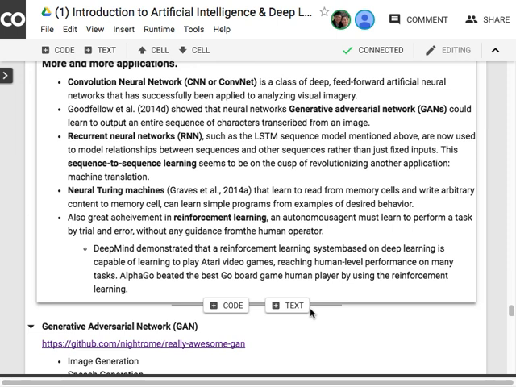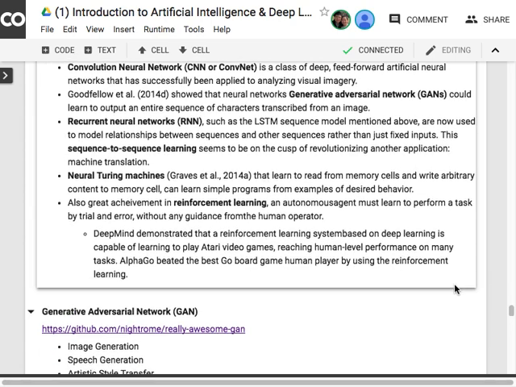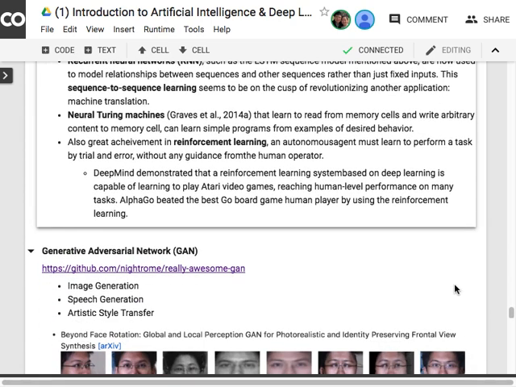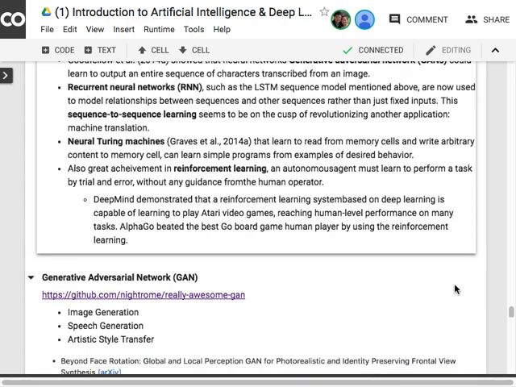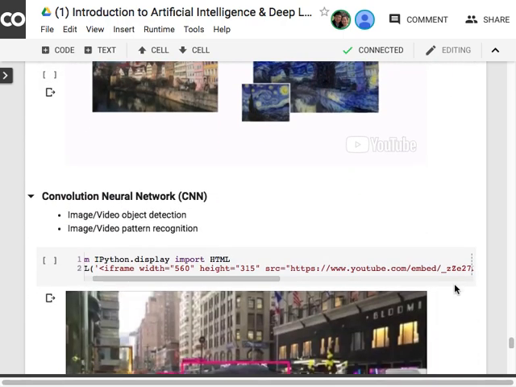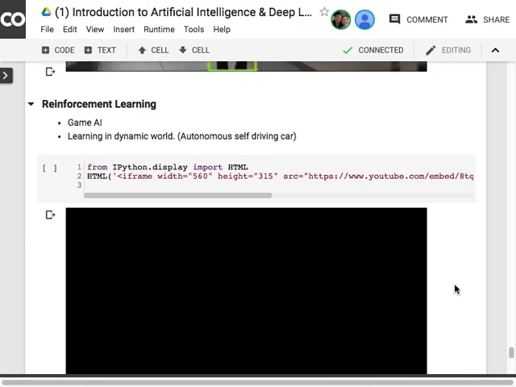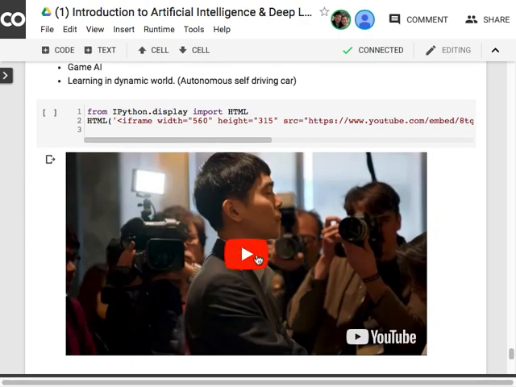Reinforcement learning is an autonomous agent that learns to perform a task by trial and error, without any guidance from human operators. For example, DeepMind is using reinforcement learning. They have it play matches against itself and keep improving by itself. And this is reinforcement learning.